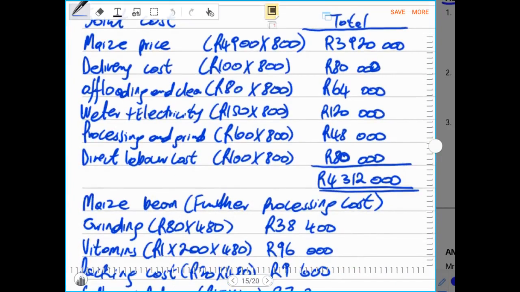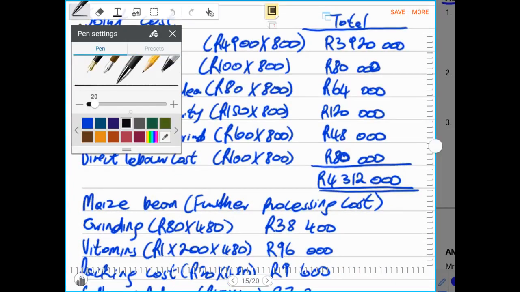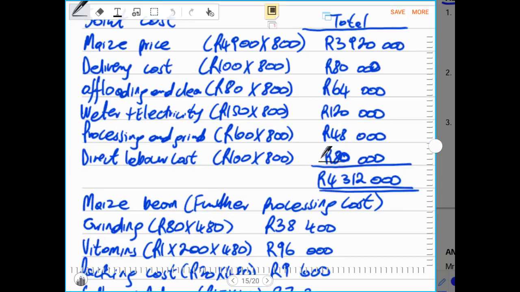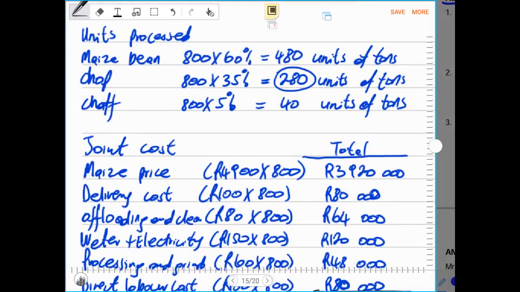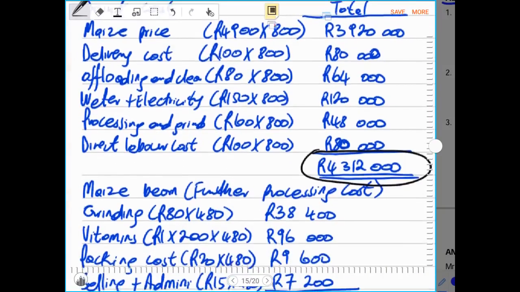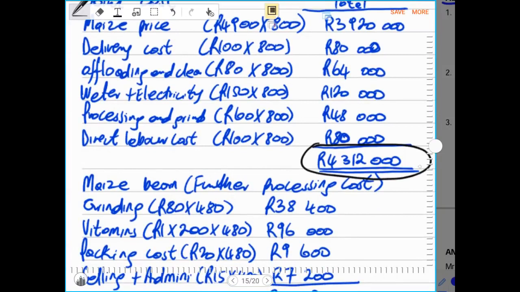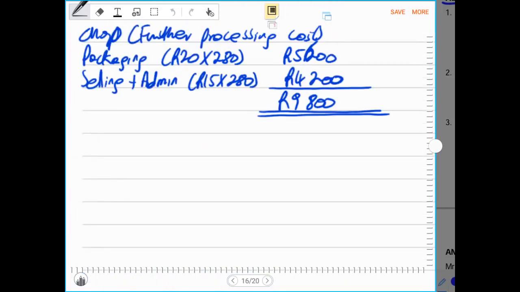Remember, I said previously we have total joint cost which amounted to 4,312,000. So now, before this total of the joint cost is allocated to the two products, which are the maize meal, in this case no longer the maize bean, and the chop product, we need to take the revenue from the sale of the byproduct. We reduce it from that 4,312,000.